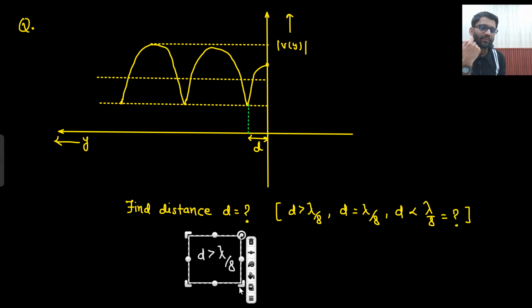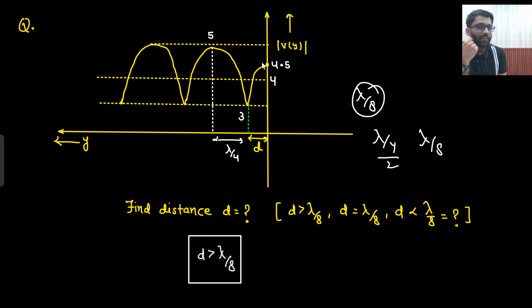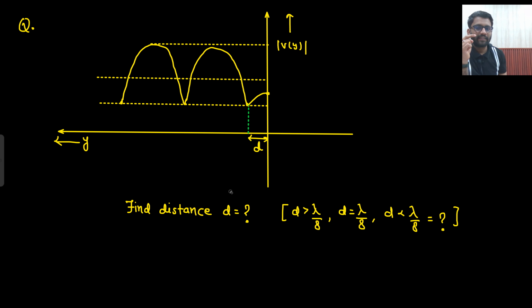Why is that so? Because let's just say this was some 5, this was 3, this was 4. So this would be somewhat greater than 4, say 4.5. From 3 to 5 you are taking lambda by 4, then 4 to 3 you would take lambda by 8, half of that. Half of lambda by 4 is lambda by 8. So certainly if you are coming from 4.5, that means you will take more. So d has to be greater than lambda by 8, and in the next one d will be less than lambda by 8, right? So this conclusion will also be used somewhere. Very important conclusion.